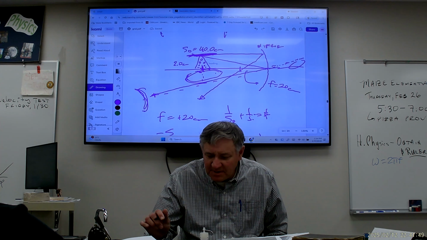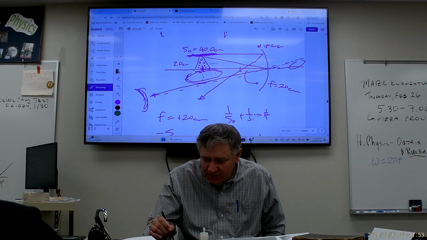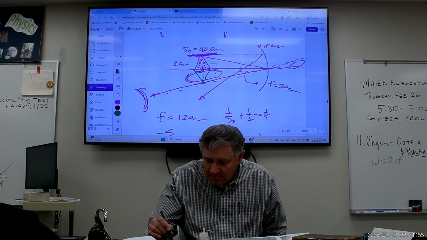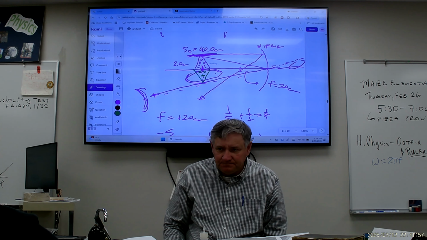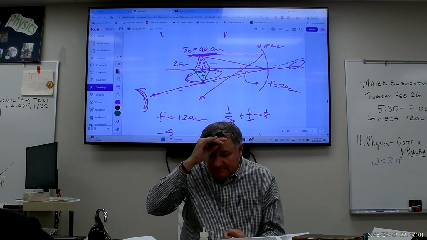So what that tells me is my slice of pizza, in this situation, is going to appear upside down. Okay? But it's going to be the same size. It's going to be upside down.